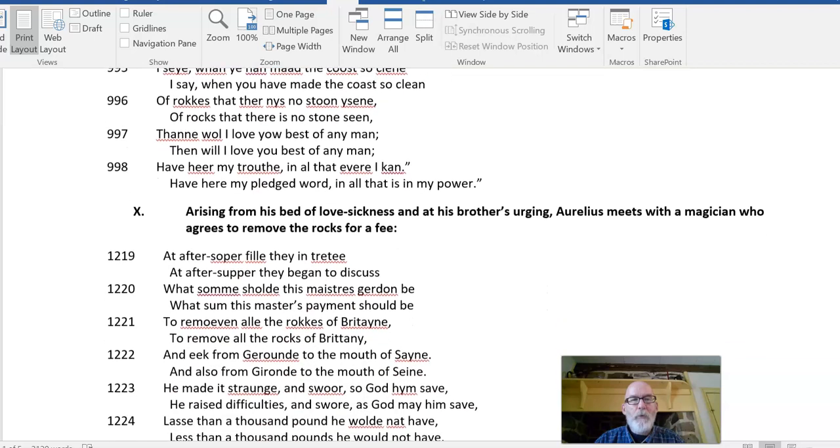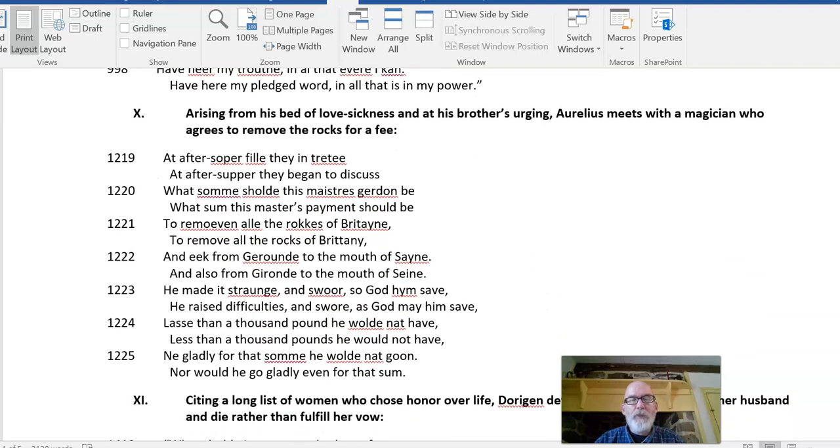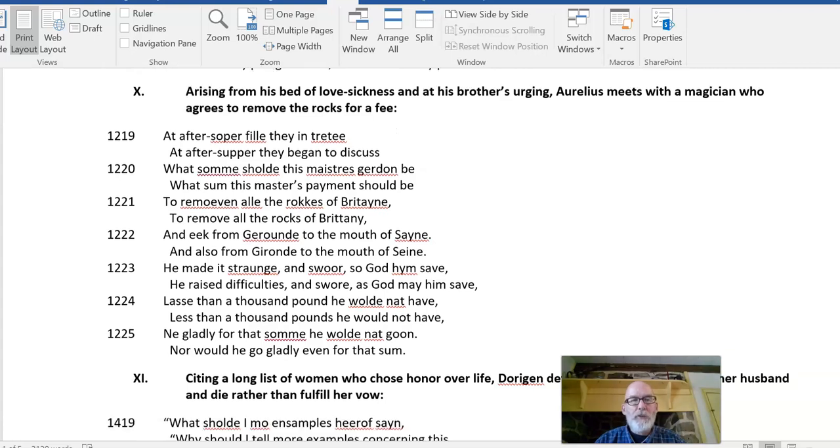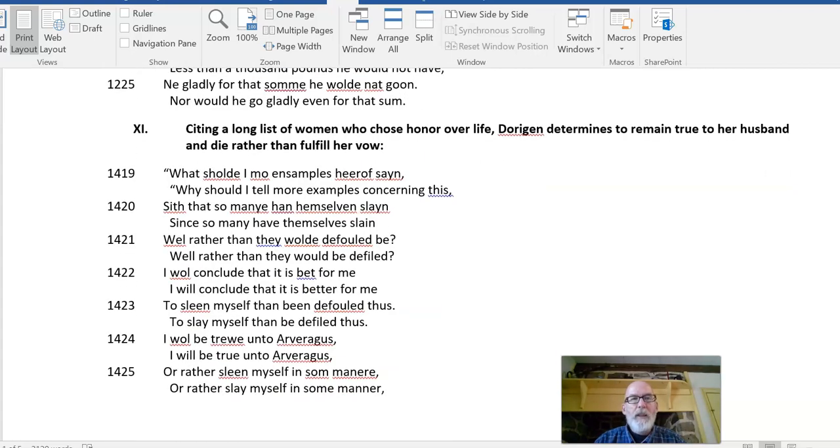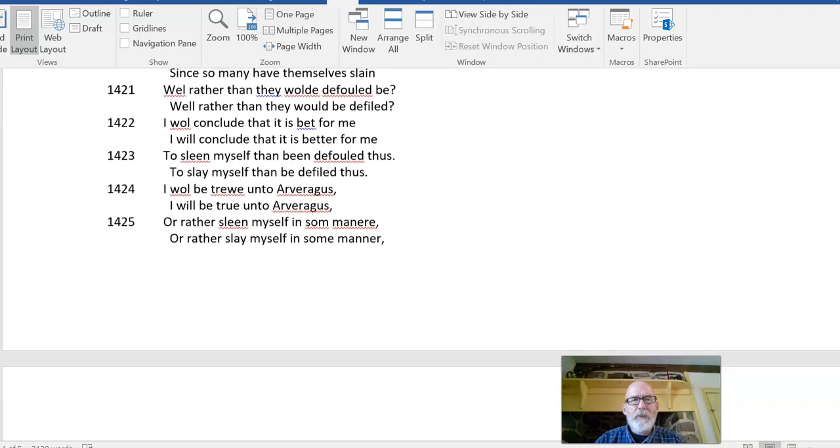And then arising from his bed of love sickness at his brother's urging, Aurelius meets the magician who says he can do it. Then in passage 9, I have a long list: Dorigen cites a long list of women who would rather die than be dishonored.